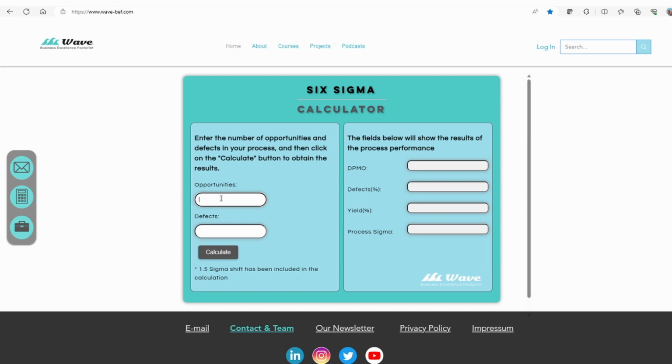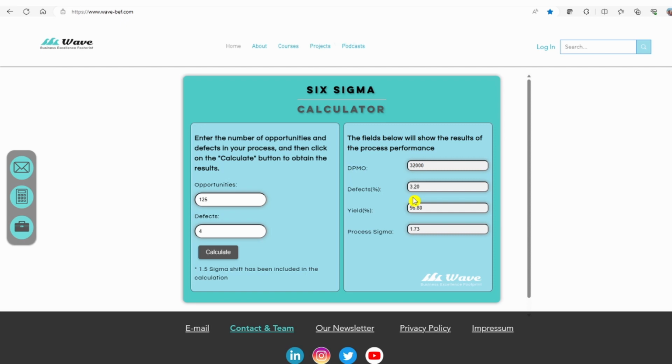For example, if we have a process that runs 125 times per month, then we type in here 125 opportunities. And from those 125, we have, let's say, 4 mistakes per month. We type in the 4. We click on Calculate, and we receive here on the right-hand side our defects per million opportunities, which is 32,000.